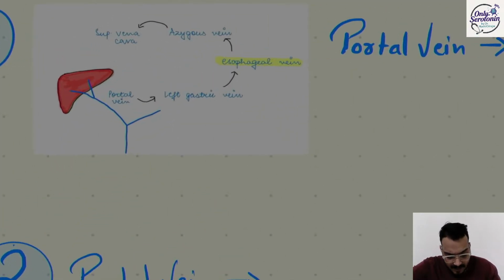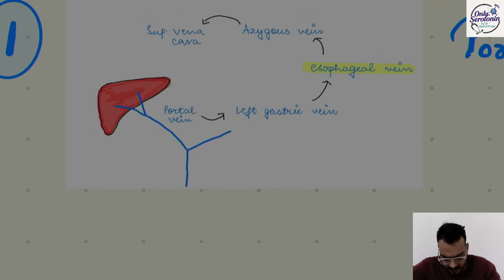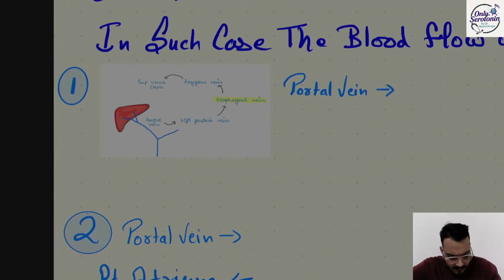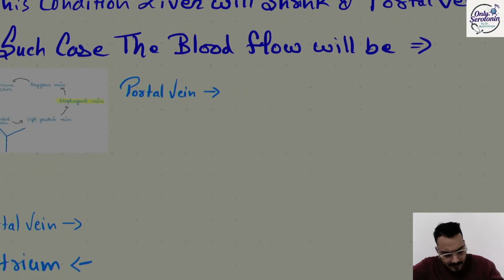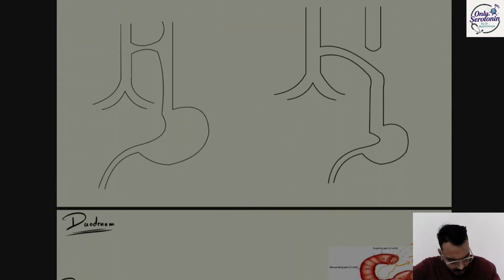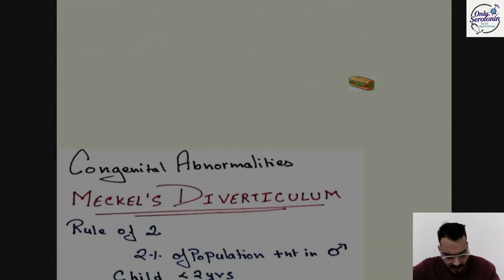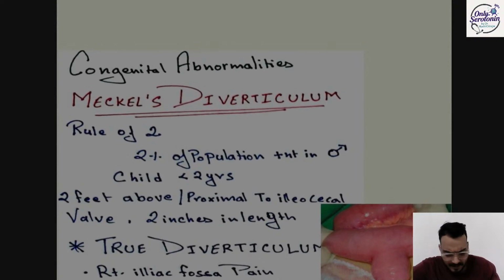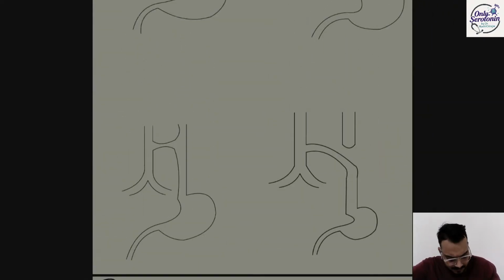So out of them, the first one is what, guys? The first one is from my portal vein. This vein is going into the left gastric vein, then to the esophageal vein, then to azygous vein, and then to superior vena cava. Let's write it down, guys. Maybe 10-15 minutes more, and then we will finish our topics, I guess. Right? Abnormalities, duodenum, and congenital abnormality, that is Meckel's diverticulum. Max to max, it will take half an hour, guys.